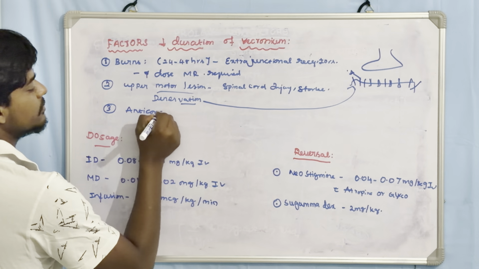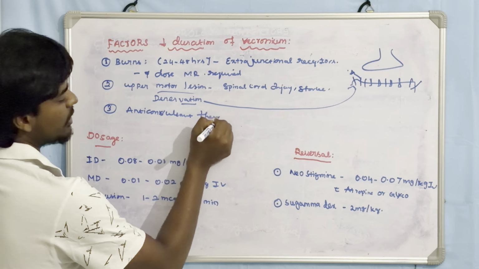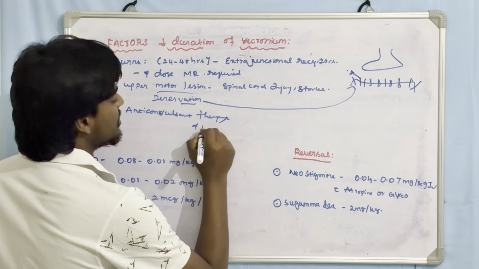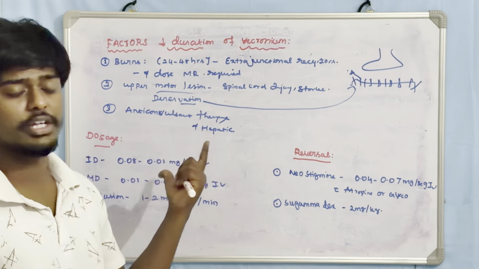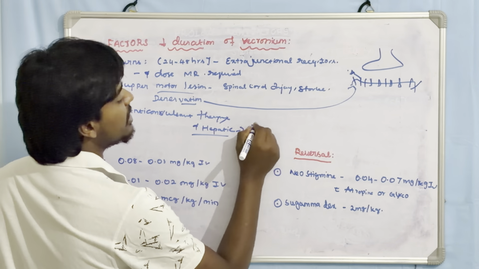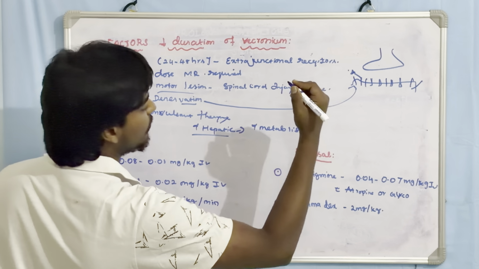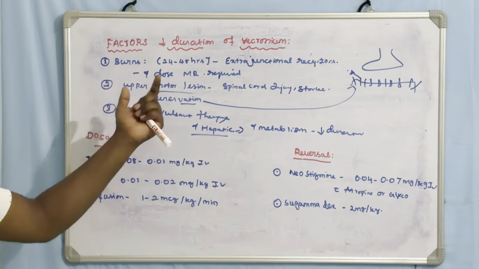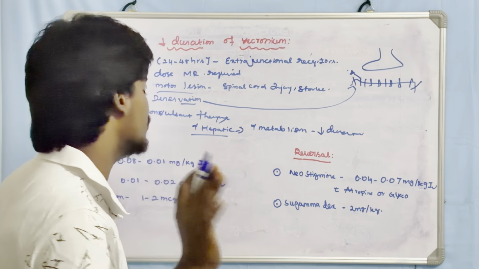And the third one is anticonvulsant therapy. A patient on anticonvulsant therapy has increased hepatic function. That means hepatic enzyme activity is increased during the use of anticonvulsant therapy. So increased hepatic function makes increased metabolism, so the duration of muscle relaxation is decreased, especially with Vecuronium. So these three factors decrease the duration of the Vecuronium. We should know about these conditions when using Vecuronium.